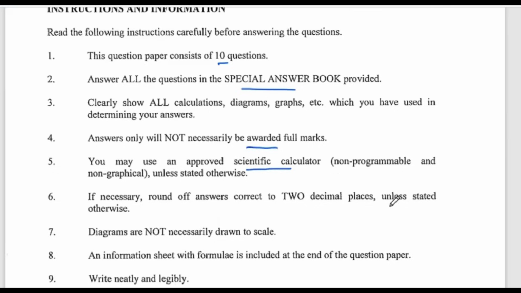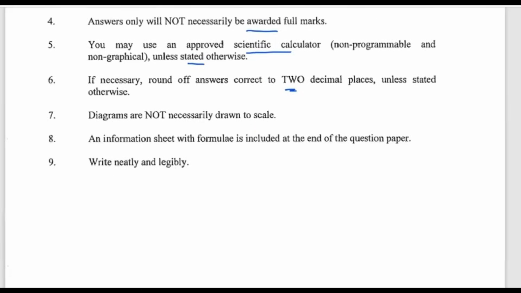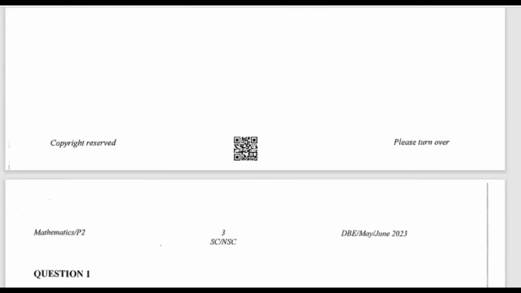There is a need for a scientific calculator unless the question tells us not to use one, okay? So we need to round our answers to 2 decimals, unless the question tells us otherwise. Diagrams are not drawn to scale, and there is a formula sheet at the end. Then we need to write neatly and legibly.